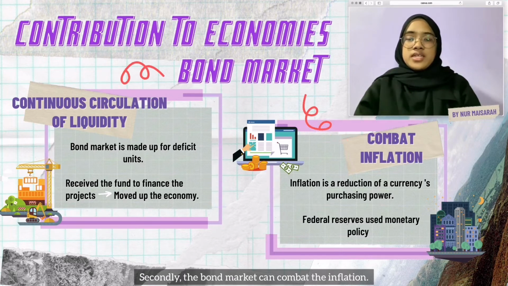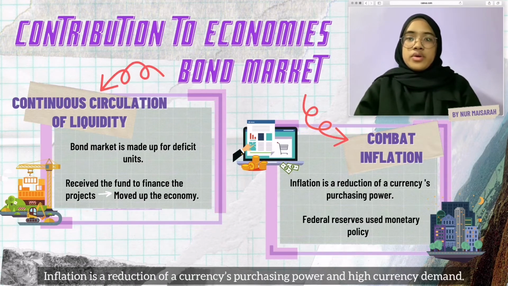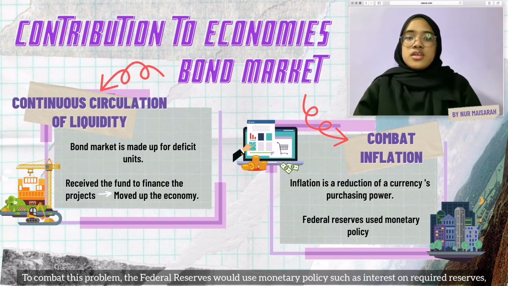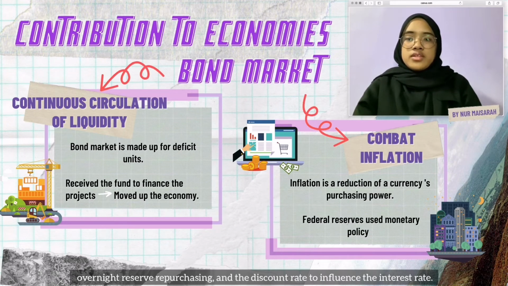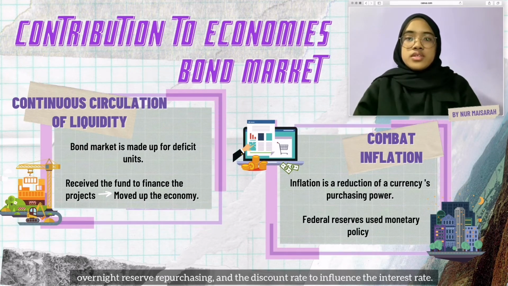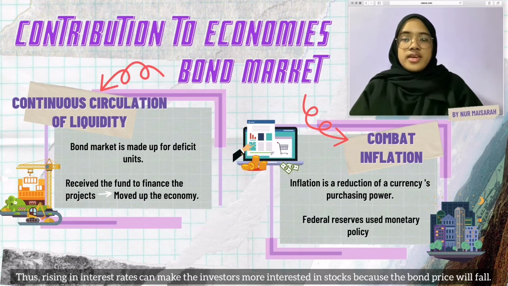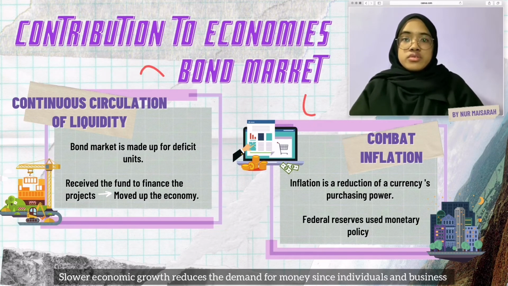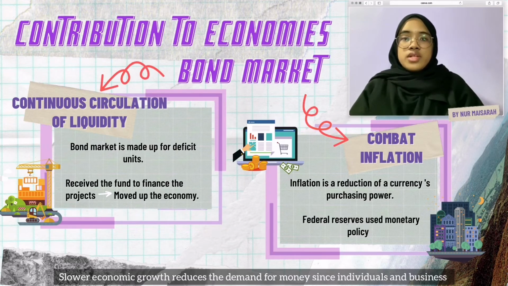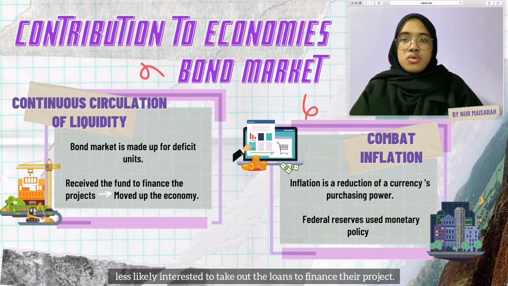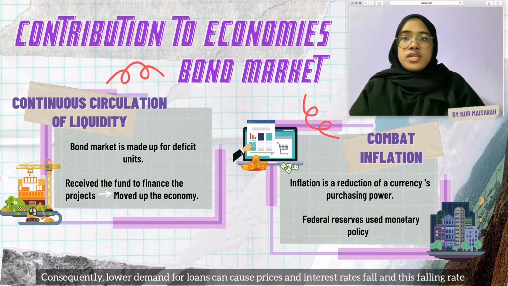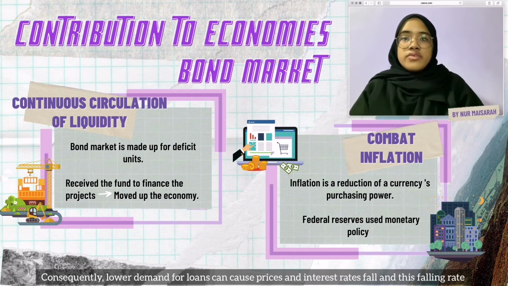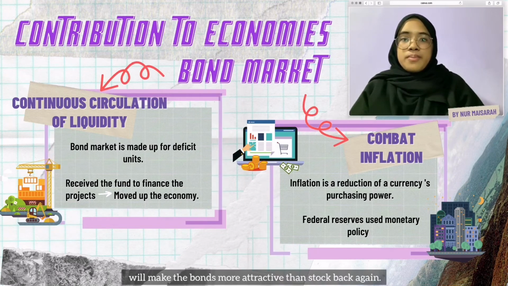Secondly, the bond market can combat inflation. Inflation is a reduction of a currency's purchasing power and high currency demand. To combat this problem, the Federal Reserve would use monetary policy tools such as interest on required reserves, overnight reverse repurchase, and the discount rate to influence the interest rate. Thus, a rise in interest rates can make investors more interested in bonds because the bond price will fall. Slower economic growth reduces the demand for money, since individuals and businesses are less likely to take out loans to finance their projects. Consequently, lower demand for loans can cause prices and interest rates to fall, and this falling rate will make bonds more attractive than stocks again.